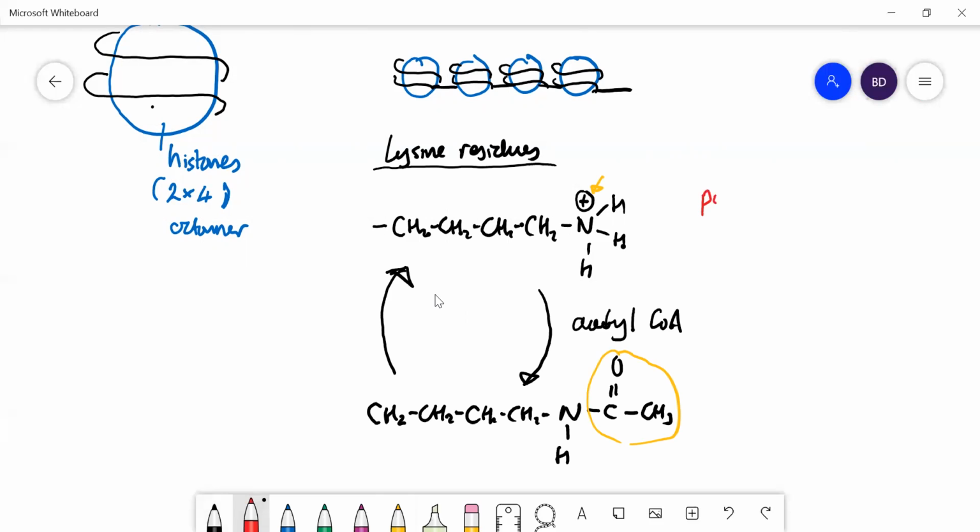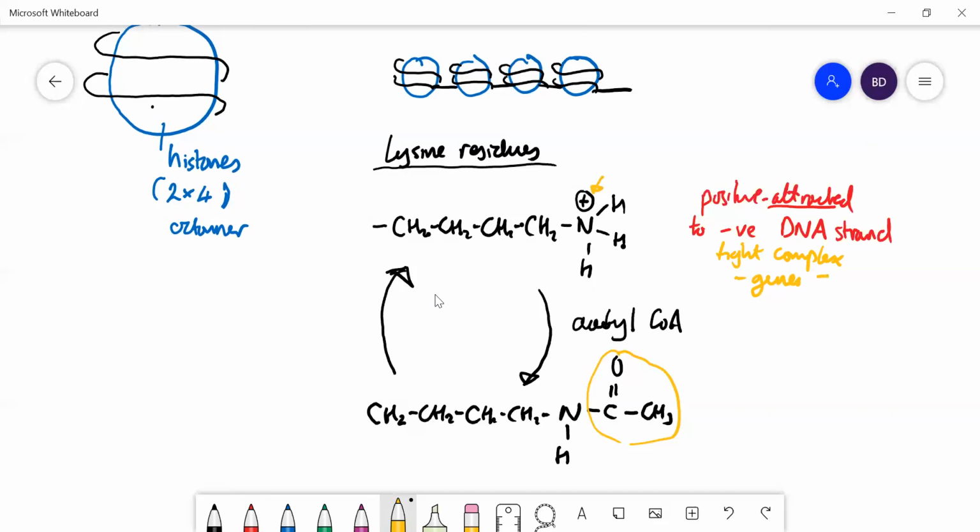So this positive one is attracted to the negative DNA strand. DNA is negative because it's got loads of phosphate groups in it with negative charge. So when it's deacetylated, it's very strongly attracted, and it forms a tight complex. And the genes are effectively silenced there. They can't be transcribed because the RNA polymerase and so on can't get in there to transcribe them, because it's too tightly bound to the DNA. This one here, though, you've got a looser association. It's not positively charged. It's neutral now. So you've got a looser association with the DNA.